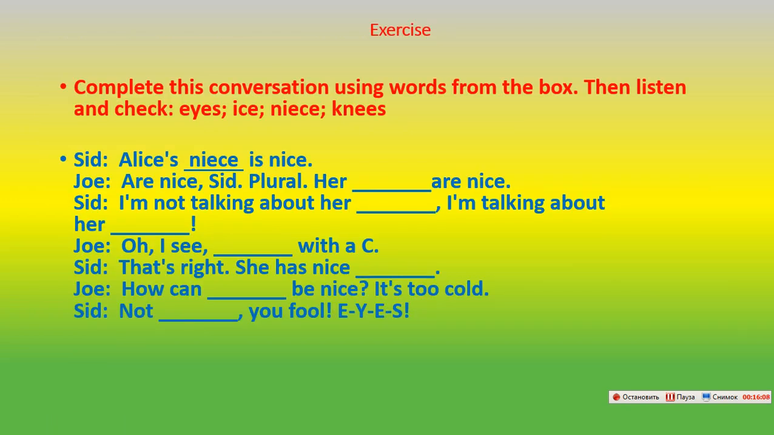Look at this exercise. You should complete this conversation using words from the box. Then listen and check. The words are eyes, ice, niece, knees. Now you should do this exercise. Today our lesson is over.